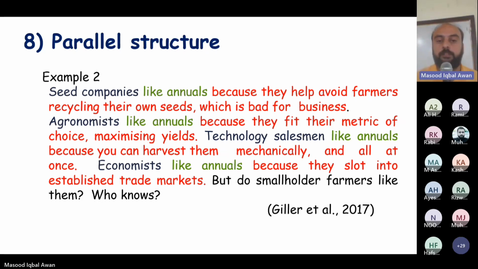This reads as: Seed companies like annuals because they help avoid farmers recycling their own seeds, which is bad for business. Agronomists like annuals because they fit their metric of choice, maximizing yields. Technology salesmen like annuals because you can harvest them mechanically and all at once. Economists like annuals because they slot into established trade markets. So this is a perfect example of a parallel structure, where first we are describing the stakeholder, whether it is seed company or agronomist or technology salesman, then we repeat the words like annuals, and then we give the rationale or logic.